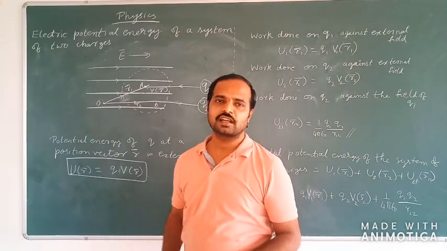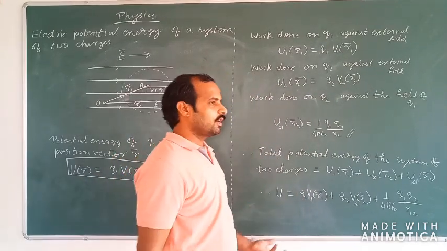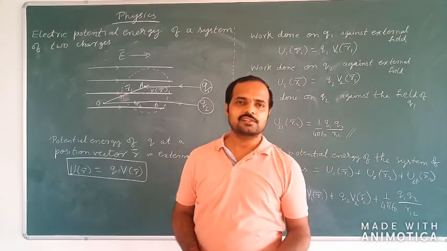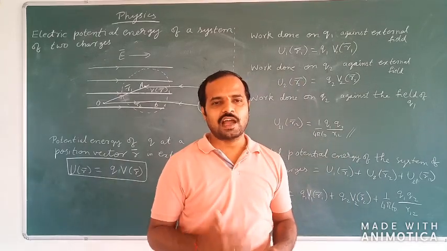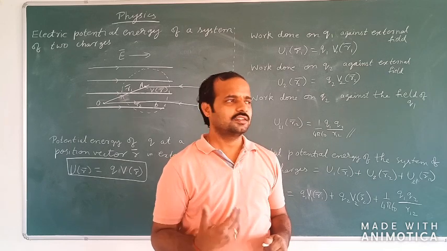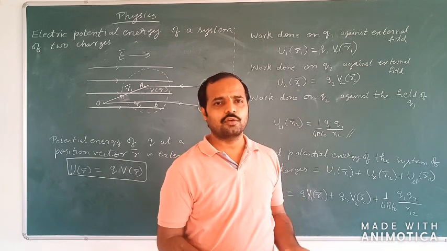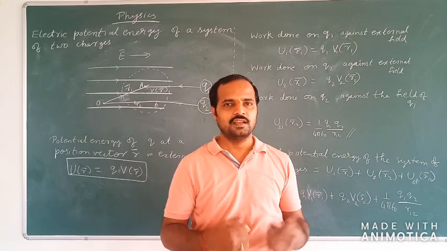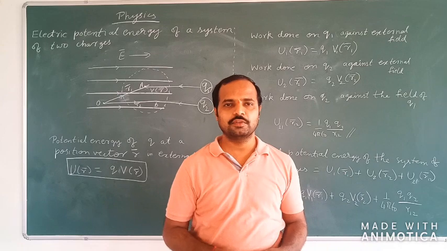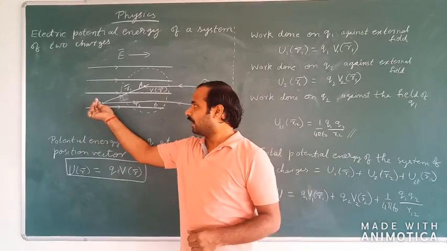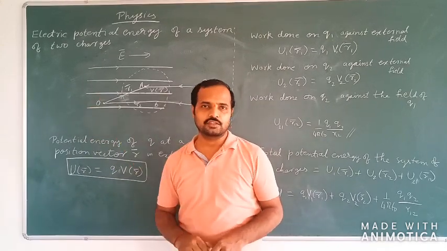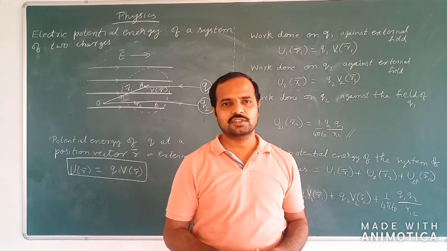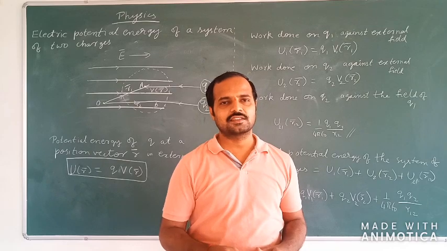Note one thing: electric potential and electric potential energy have a certain bit of freedom in choosing their position vectors. That is, the position vector can always be chosen with respect to a random origin, as I have shown here. So this is about the electric potential energy stored in a system of charges placed in an external field.